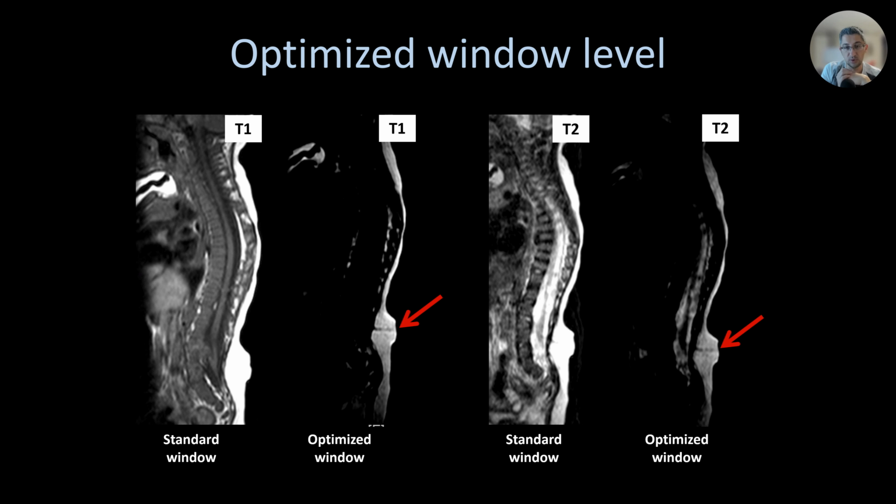We should also use optimized window levels when looking for a sinus tract. So to give an example, there is a dorsal dermal sinus in this case, and on regular window T1, it's not possible to see the sinus tract. But if you optimize the window, if you narrow down the window level, then the tract becomes visible. On the T2 weighted images, this is the regular window. We don't see it. In the optimized window, the tract can be seen.